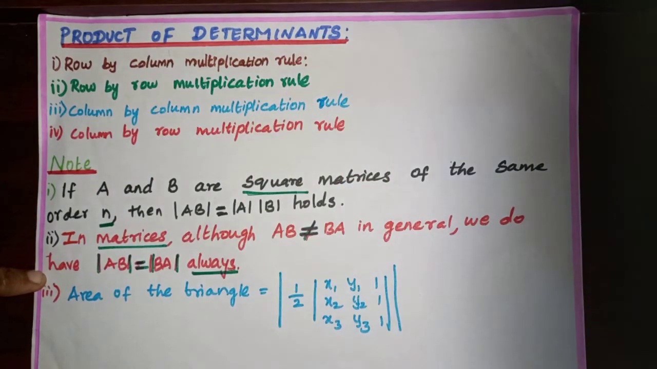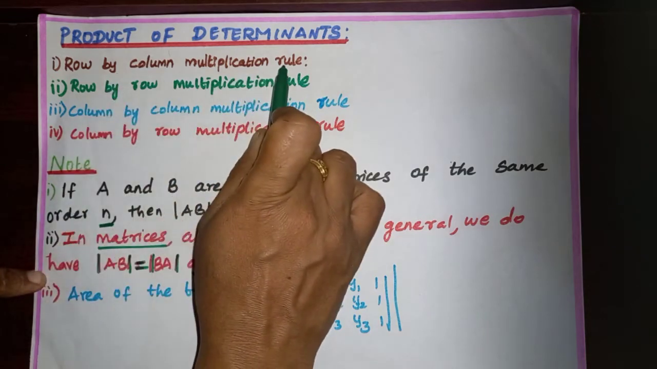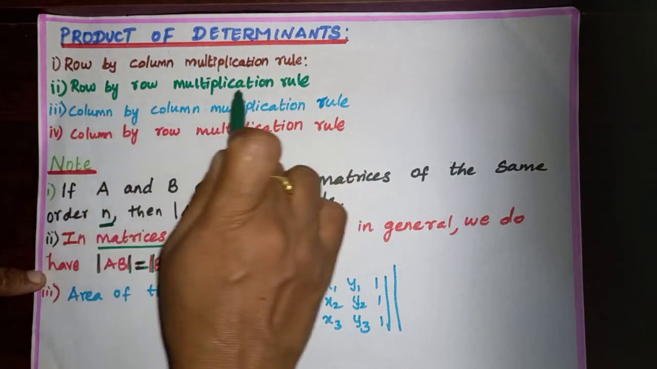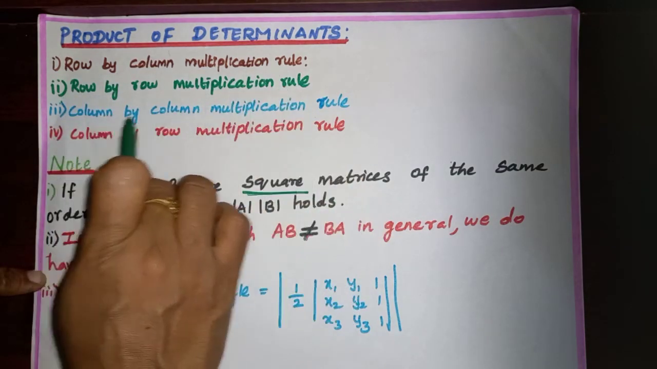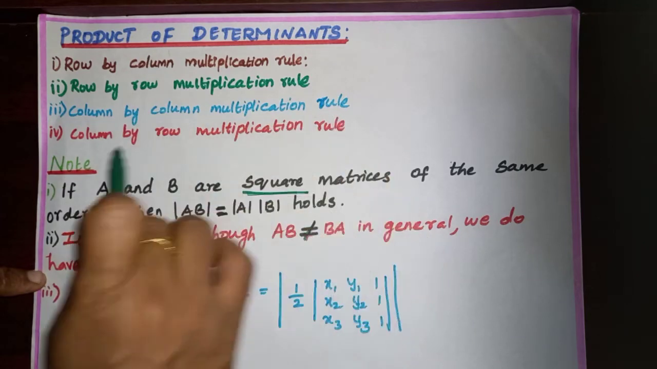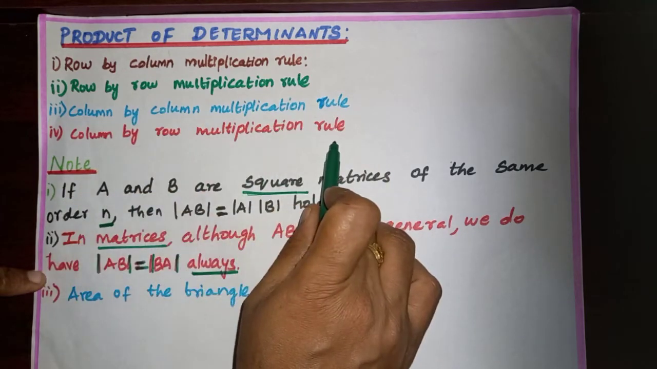While multiplying two matrices, the row by column rule alone can be followed. The process of interchanging the rows and columns will not affect the value of the determinant. Therefore, we can also adopt the following procedures for multiplication of two determinants: row by column multiplication rule, row by row multiplication rule, column by column multiplication rule, column by row multiplication rule.